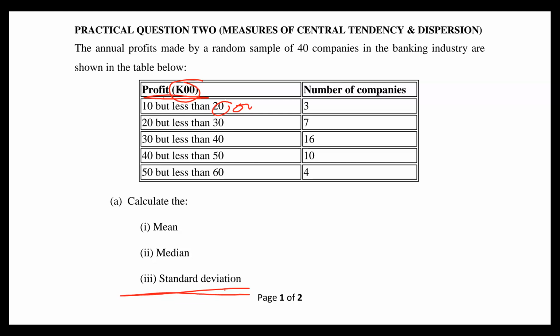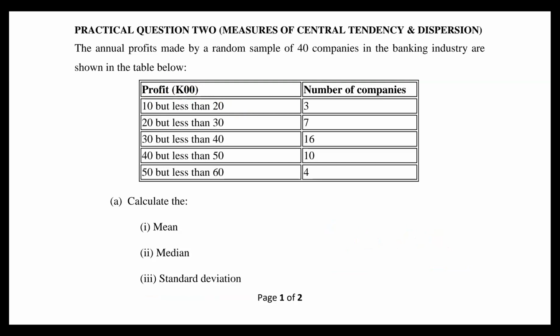So it means that this one is 90 plus 2 zeros, so it's 9,000. Most of the companies were making 9,000 on average. That was the most. So it shows that there are zeros here, so you have to add the zeros.